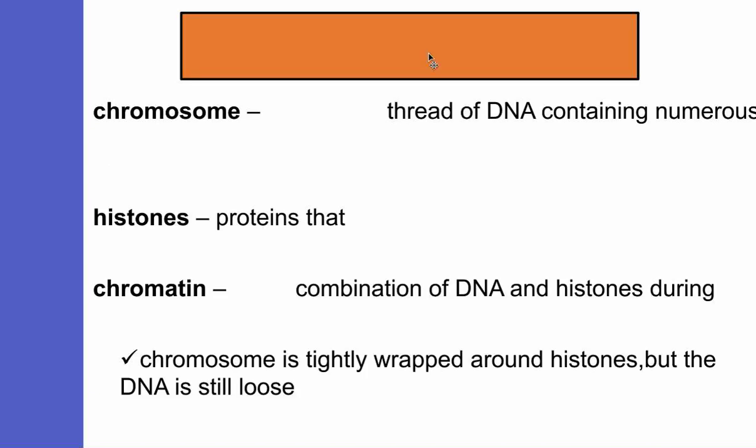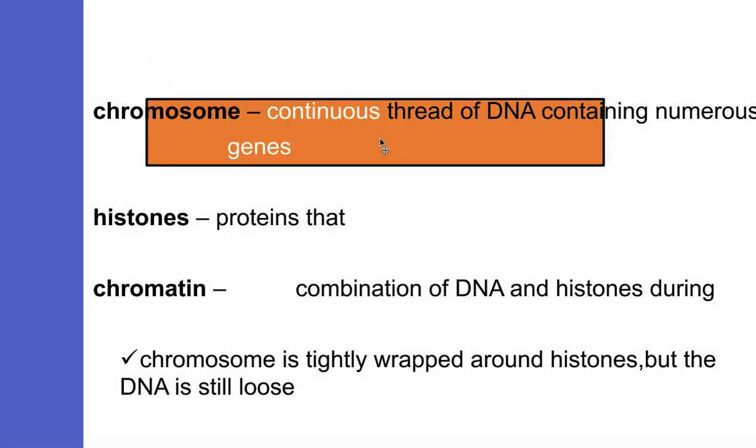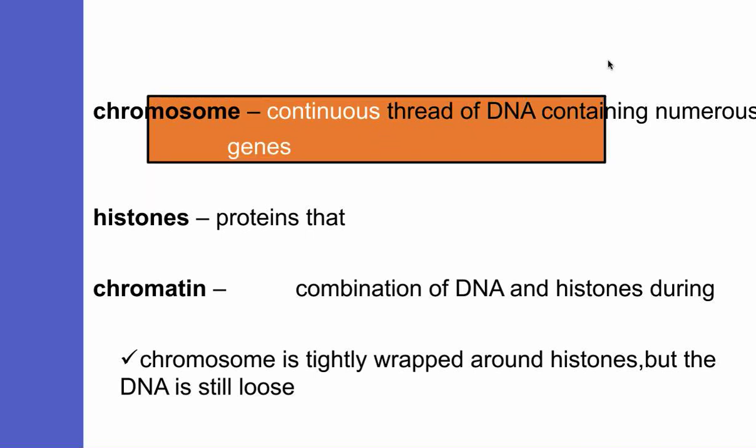So first definition, you have a chromosome, right? A chromosome is a continuous thread of DNA containing numerous genes. So this is where all of your genetic information is stored, right? So DNA, you already knew, held your genetic information, but what you may not have known is that you have many pieces of DNA, right? You have 46 different chromosomes as a human. Other organisms have different numbers of chromosomes, but that chromosome is just one continuous thread of DNA, right? And you have many of those.